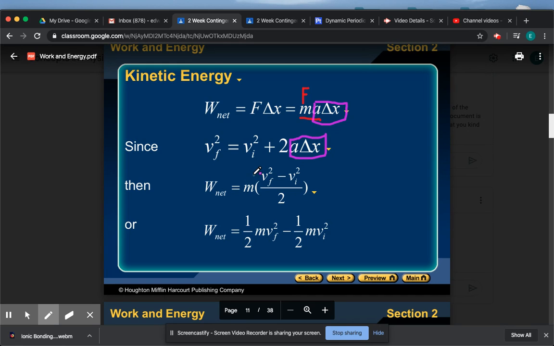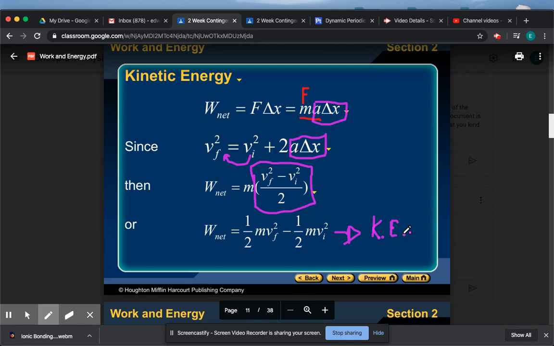So this whole part right here, this Vf squared minus Vi squared divided by 2. What they did is they moved this over, subtracted that over, and then divided by 2 to get that by itself. So that purple box comes from solving the equation above for a delta x. And then after you distribute, you get your 1/2 mv squared. This right here is the kinetic energy equation. I'm going to write it shorthand as KE. This is the KE equation.